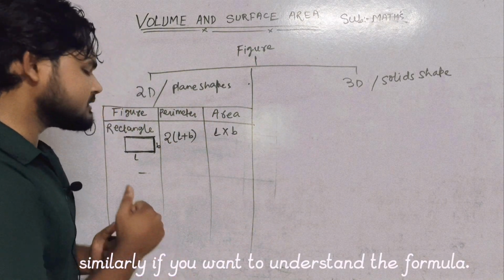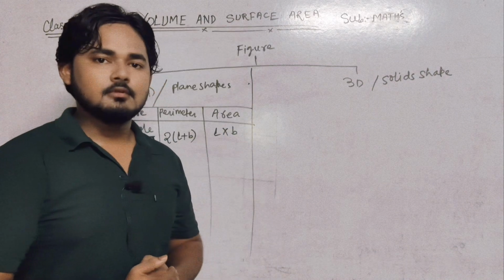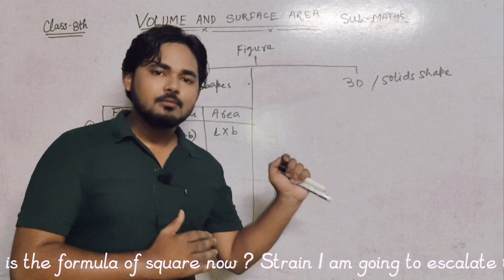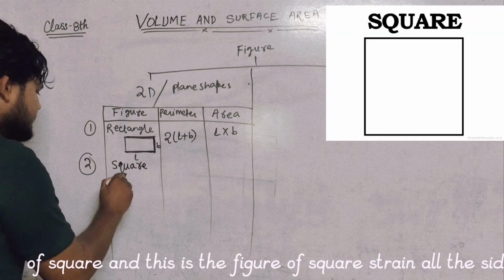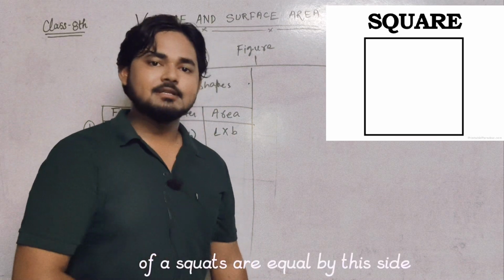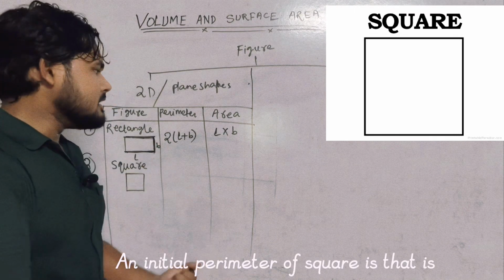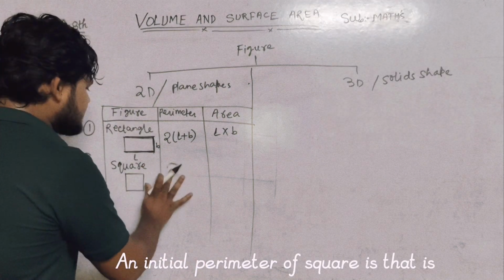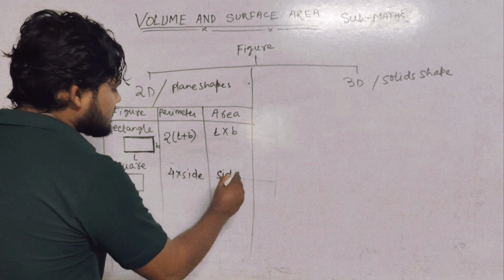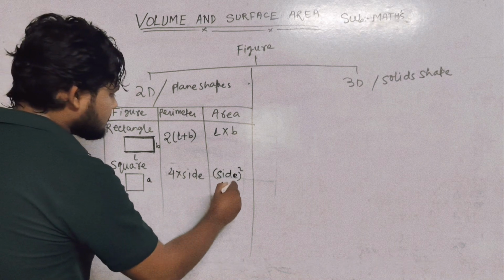Similarly, if you want to understand the formula of a square, what is the formula of a square? Now student, I am going to explain the formula of a square, and this is the figure of a square. All the sides of a square are equal. Student, the perimeter of a square is 4 into side. Area is side square, or if this is a, then you can write a square.